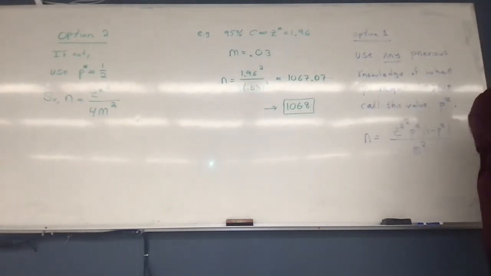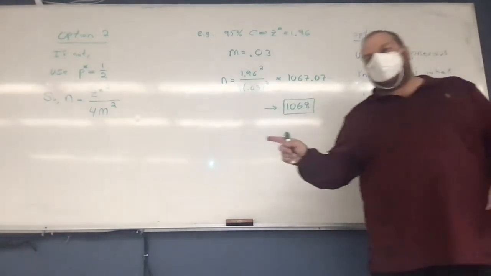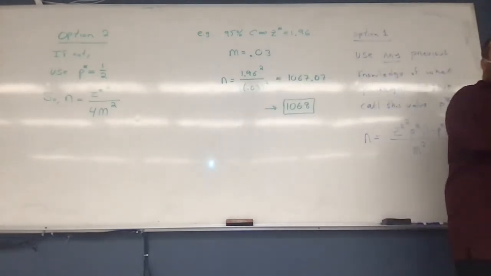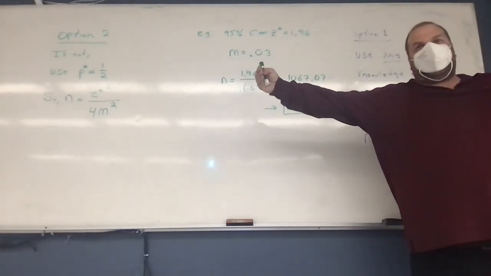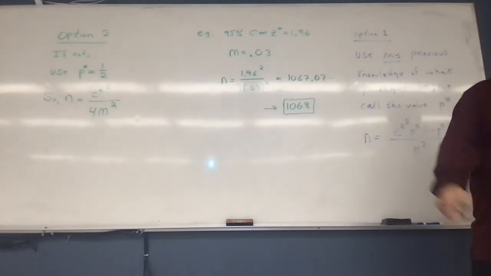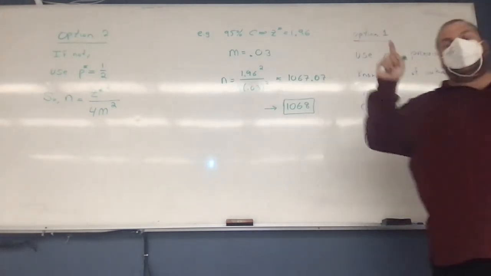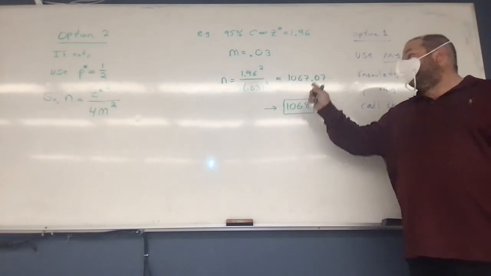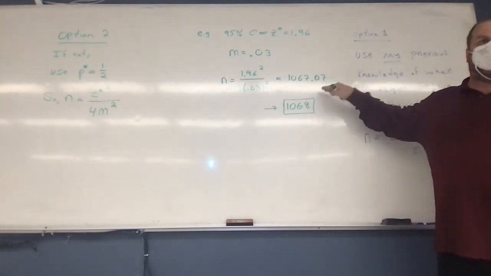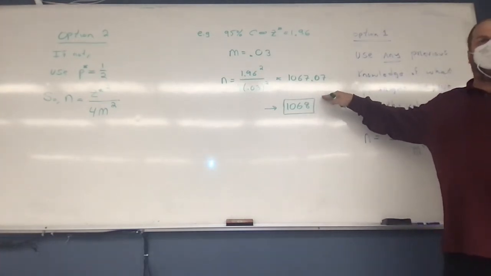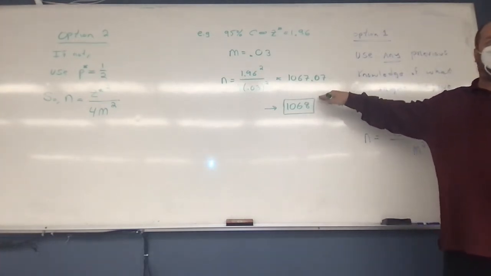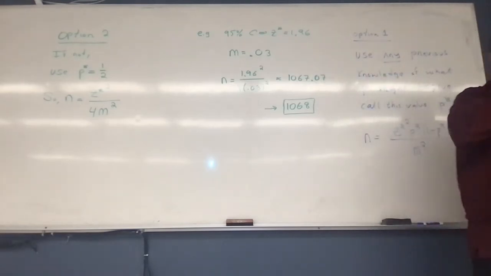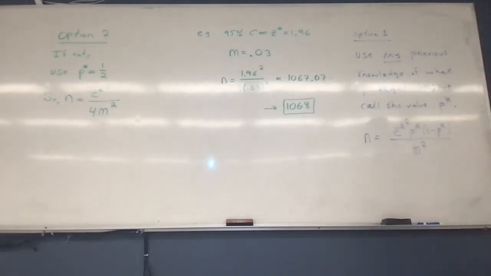1,067.07 is the cutoff. Anything bigger, no problem. My margin of error will be small. Anything smaller, my margin of error is going to be too big. So I always go up, even when I'm close to the number down, because 1,067 is not enough people. This is the minimum. 1,067 is not enough. 1,068, that's enough.